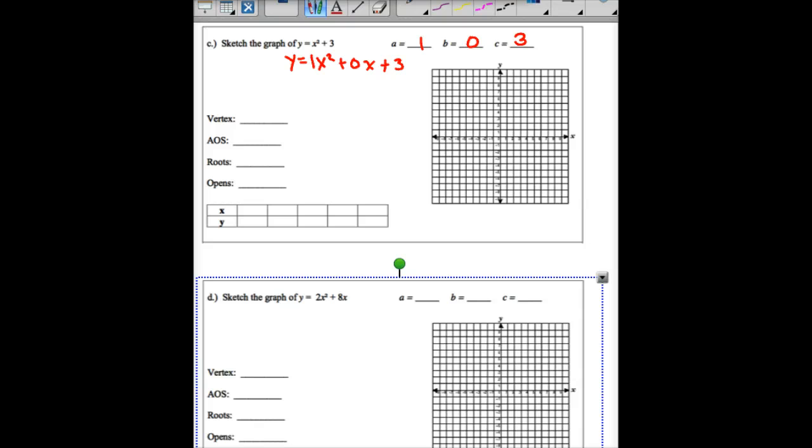To get the vertex and the axis of symmetry, I always use opposite of b over twice a. The opposite of b would be 0. 2a would be 2 times 1, and 0 divided by anything is 0. So I have my axis of symmetry as x equals 0. It's right here where all the x's. Let's go draw it, do it nice and dotted.